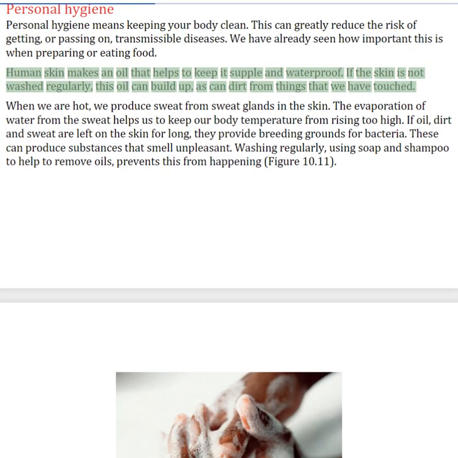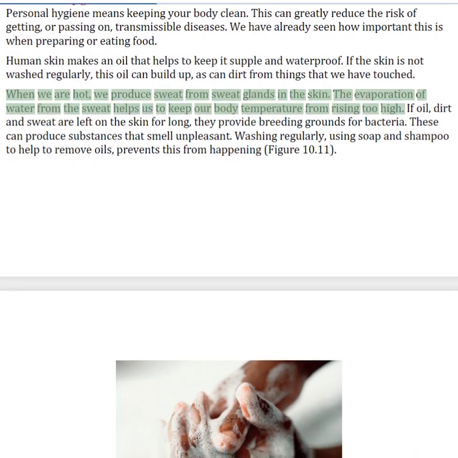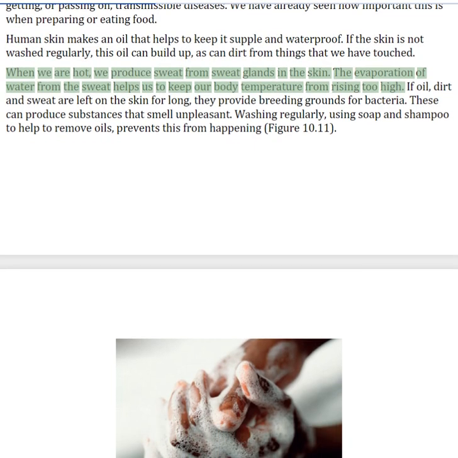Human skin makes an oil that helps to keep it supple and waterproof. If the skin is not washed regularly, this oil can build up, as can dirt from things that we have touched. When we are hot, we produce sweat from sweat glands in the skin. The evaporation of water from the sweat helps us to keep our body temperature from rising too high.